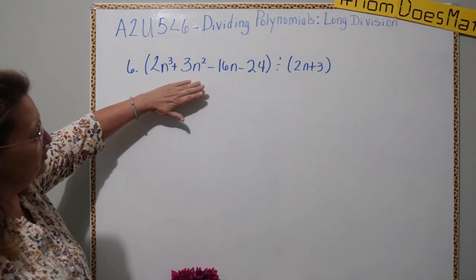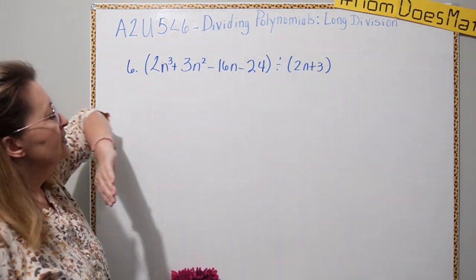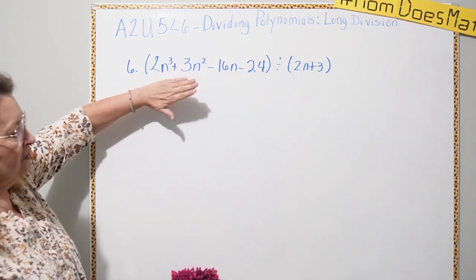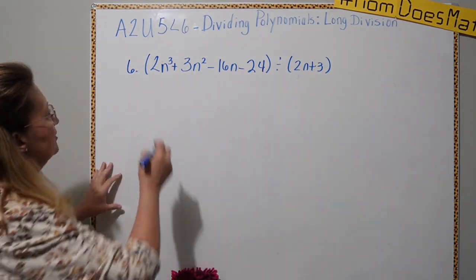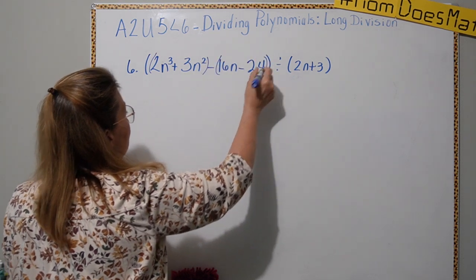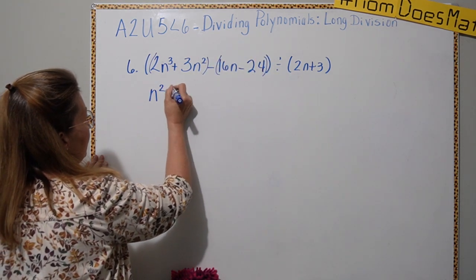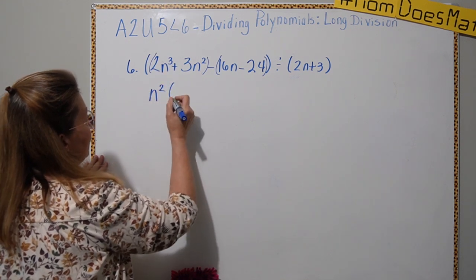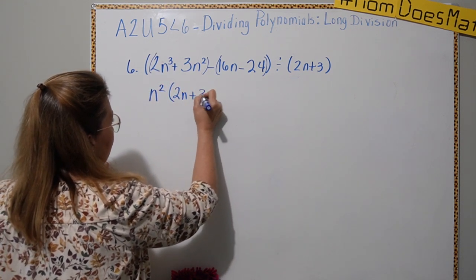Okay, for number 6, we start off, we have this 4-term polynomial divided by a binomial. So the first thing we're going to do is factor. There is no greatest common factor. Since I have 4 terms, I'm going to factor by grouping. So I'm just going to group 2 and 2. All right, the greatest common factor here is just n to the second power. So when I factor it out of this, I'm going to get 2n plus 3.